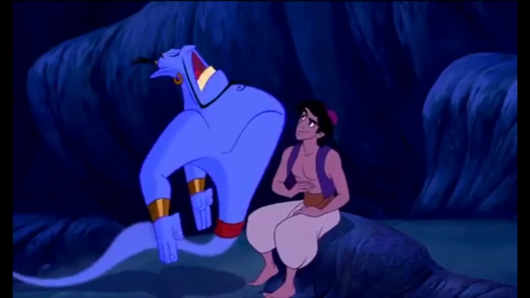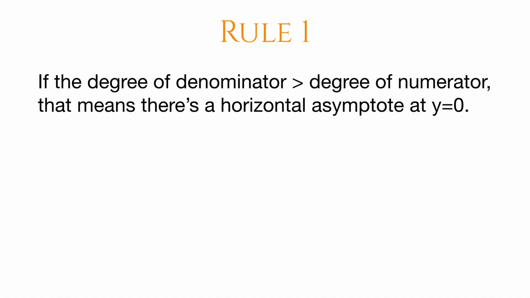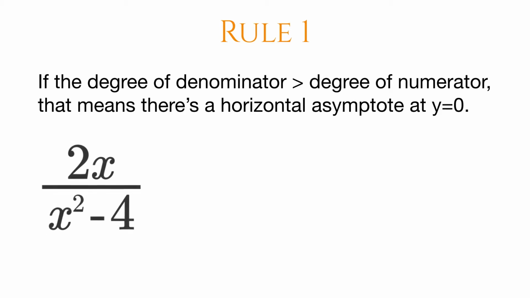Rule number 1. If the degree of the denominator is greater than the degree of the numerator, that means there's a horizontal asymptote at y equals 0. So here's an example. If you look right here, the degree of the denominator is 2, where the degree of the numerator is just 1. That means the denominator is greater, so the horizontal asymptote would be y equals 0.